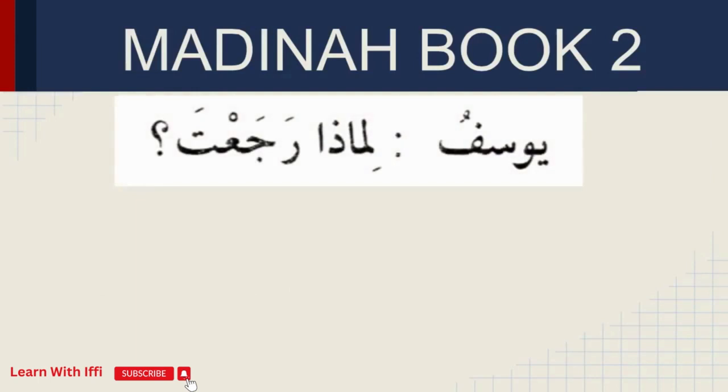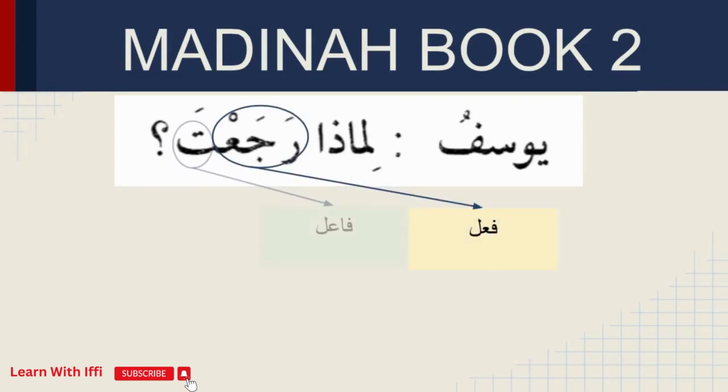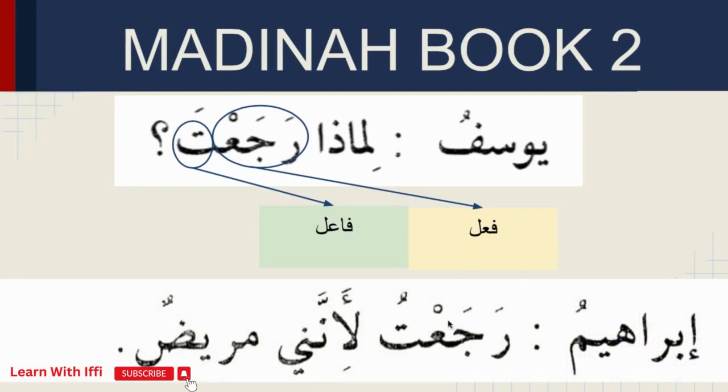It says limaza raja'ta. See, limaza. We have learned before in book 1 what maza means. So say maza fa'alt, maza katabta. What are you doing? What are you writing? So if you put harf li and maza, then it becomes limaza. So why did you return? Limaza raja'ta? Why did you return? So again, raja' is the fa'il and ta is anta, this is fa'il. So Ibrahim says, raja'tu, I returned, li'annani. So raja' is fa'il, tu is fa'il.